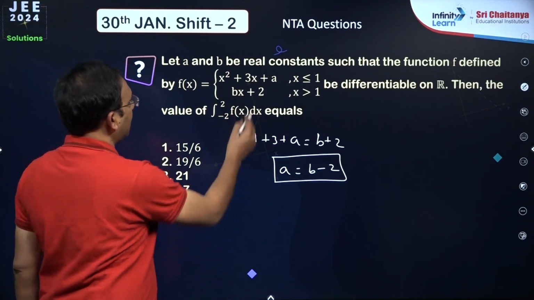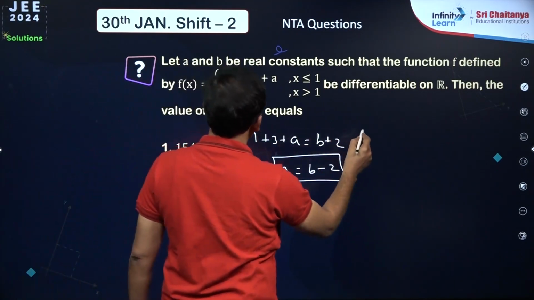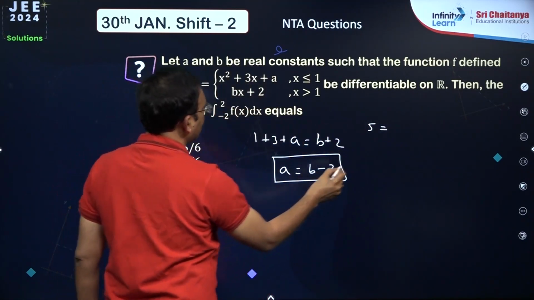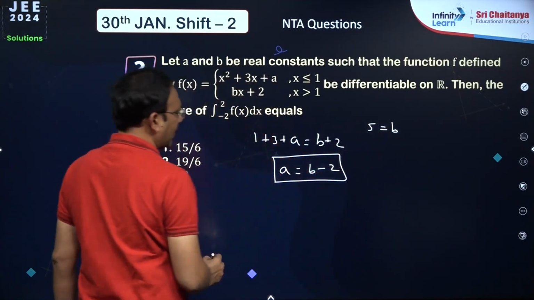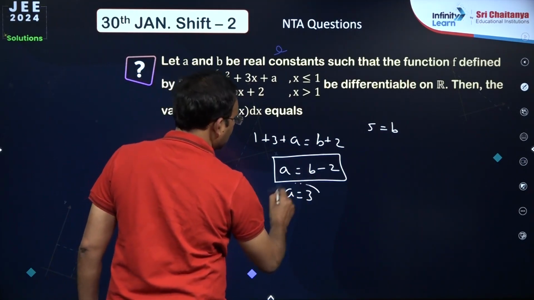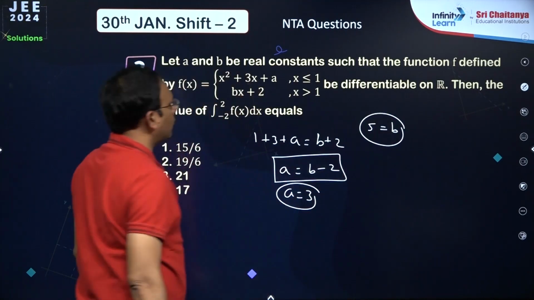And as well the derivative: the left side derivative 2x plus 3 at 1 is 5, and the right side derivative is b. B value is 5, my dear friends. So a value is going to be 5 minus 2, which is 3. A and b are going to be this.